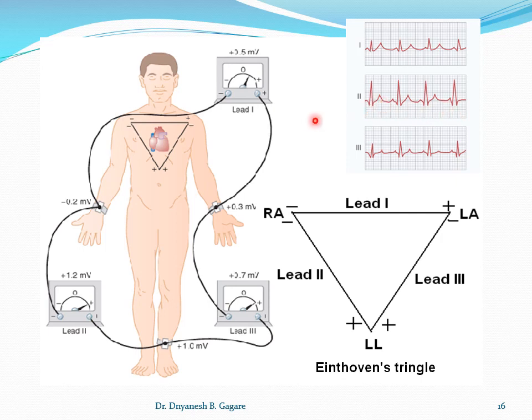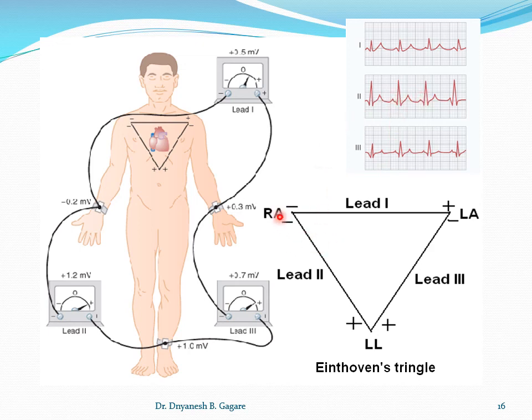We can say that it is an ideal ECG because here the height of the waves is more, that is, the potential of the waves is more as compared to lead 1 and lead 2. Okay, so what is lead 2? So lead 2 is here. And do you know why we get the higher potential in lead 2?